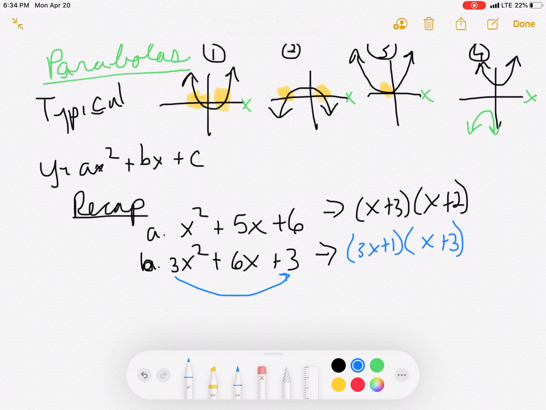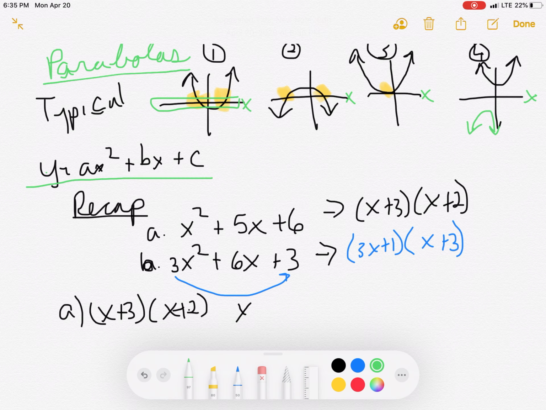But what are we talking about here? In the first situation, in A, because x plus 3 is one factor and x plus 2 is another, you might recall from the last day of class that if we are going to try to touch the x-axis somewhere on that line that we talked about up here, then y has to be 0. And if y is 0, that means that one of these two has to be 0, or both of them.